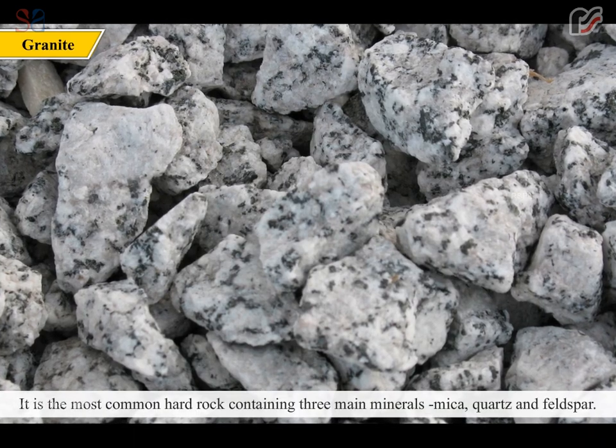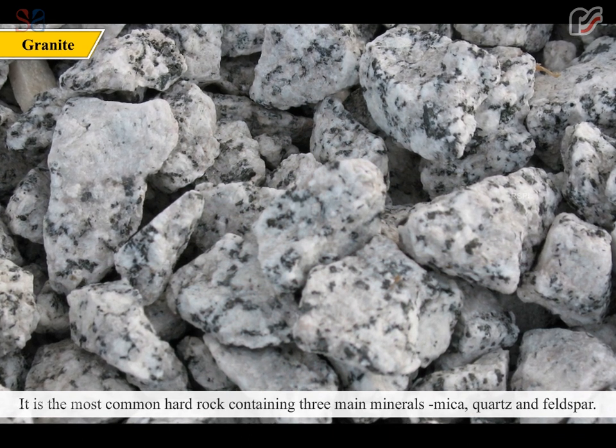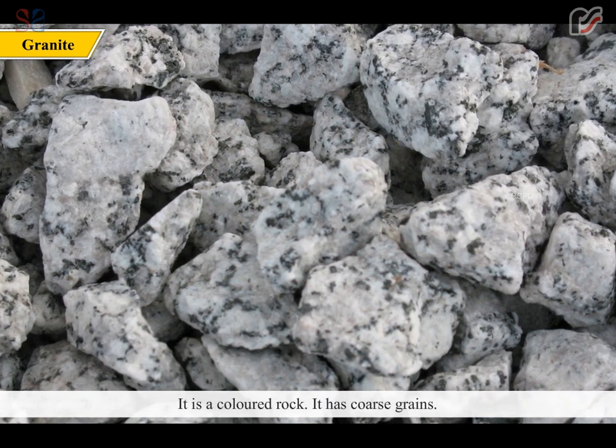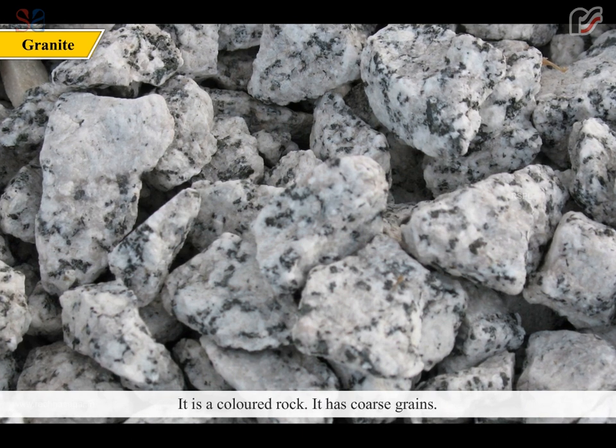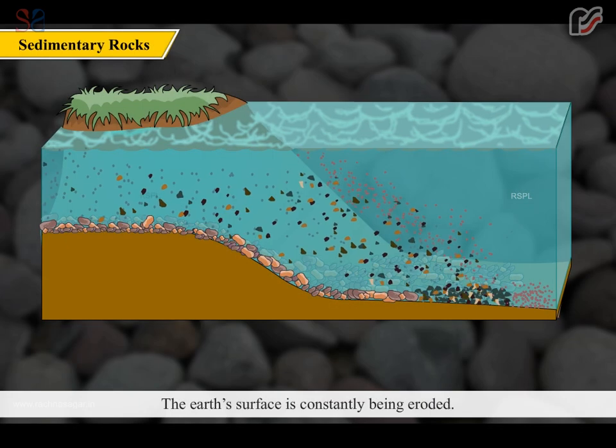Granite. It is the most common hard rock containing three main minerals: mica, quartz and feldspar. It is a colored rock. It has coarse grains. Granite uses. Polished granite is used for flooring. It is also used for making statues.